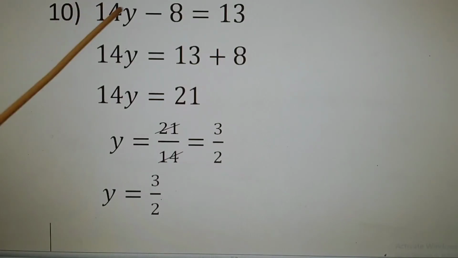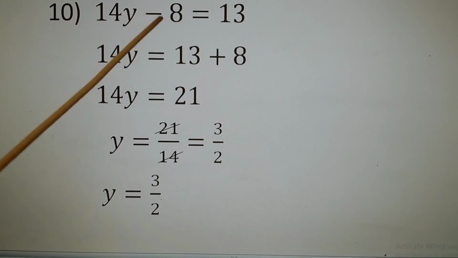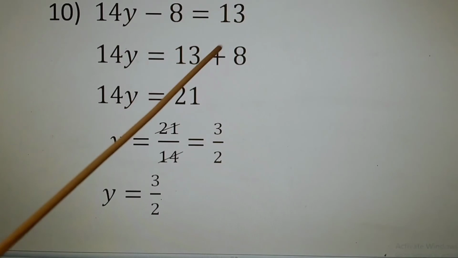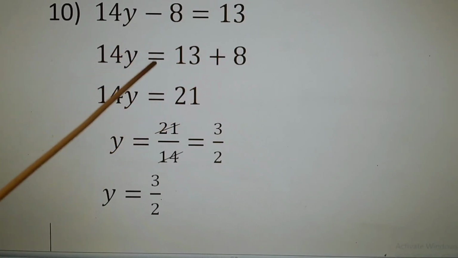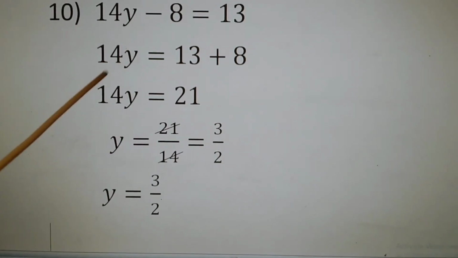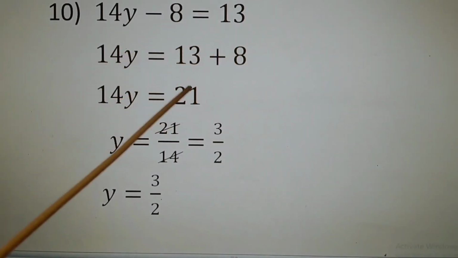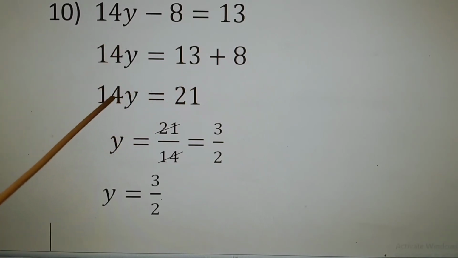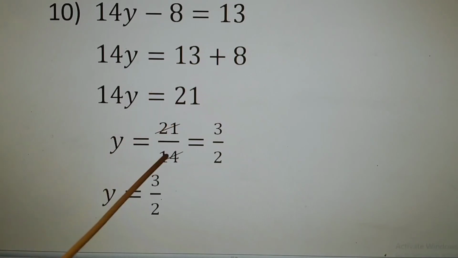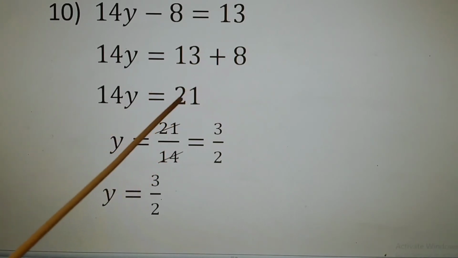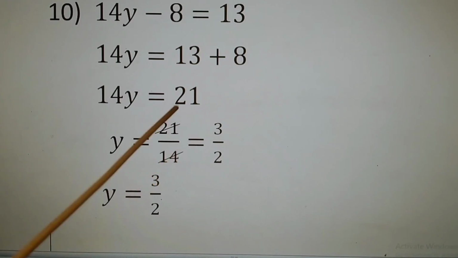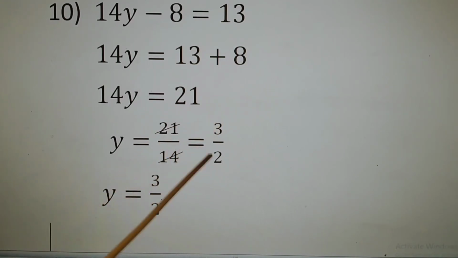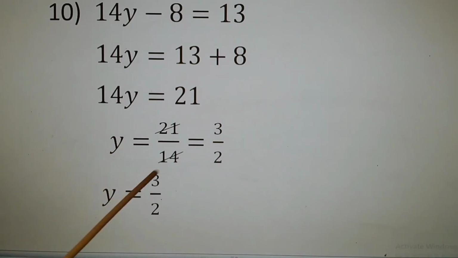10th question is 14y minus 8 equal to 13. That is 14y is equal to, this is minus 8. On the right side it will become plus 8. That is 14y is equal to 13 plus 8. 14y is equal to 13 plus 8 equals 21. That is 14y is equal to 21. Here a multiplication part is there. On the right side it will become division. So y is equal to 21 by 14. That is equal to, after cancelling, 3 by 2. Y is equal to 3 by 2. So the value of y is 3 by 2.